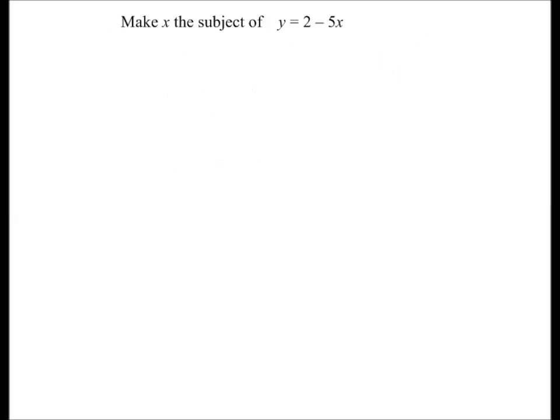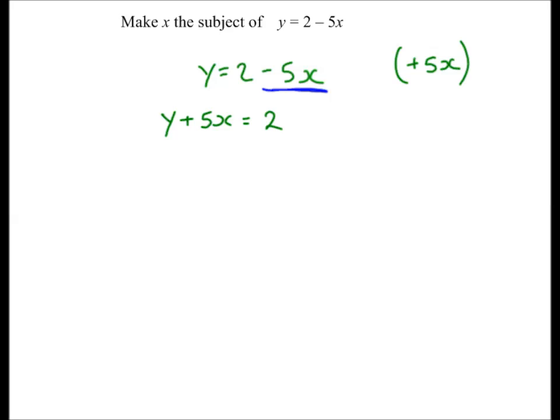Let's have a look at another example. So now we have y equals 2 minus 5x. If you remember at the start, I said we don't want to have a minus in front of our x. It makes things harder than it needs to be. So the first thing I'm going to do is try and sort out this minus 5x. I'm going to do that by adding 5x to both sides of my equation. And when I do that, I get y plus 5x equals, and now I get 2 minus 5x plus 5x, my 5x cancels.